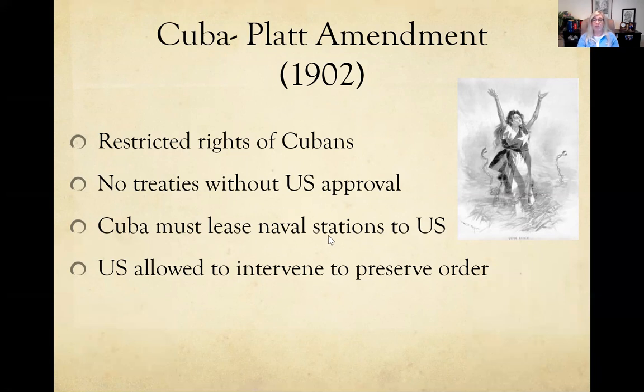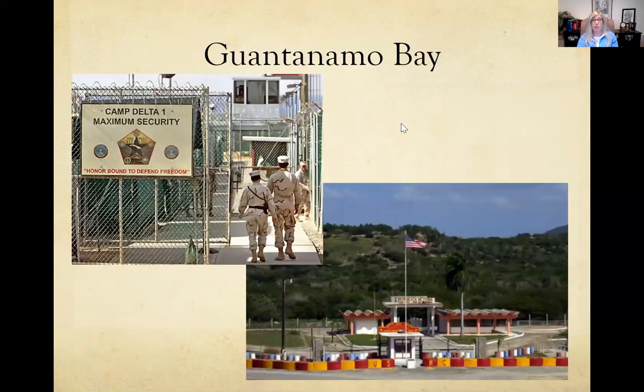So this naval base that needs to be leased is also going to end up fulfilling another one of those recommendations of Alfred Thayer Mahan's book. So today, Guantanamo Bay is that naval base that we still are in possession of on Cuban soil. It is a maximum security facility. In recent years after 9/11, there have been some questions about terrorists that are held here.